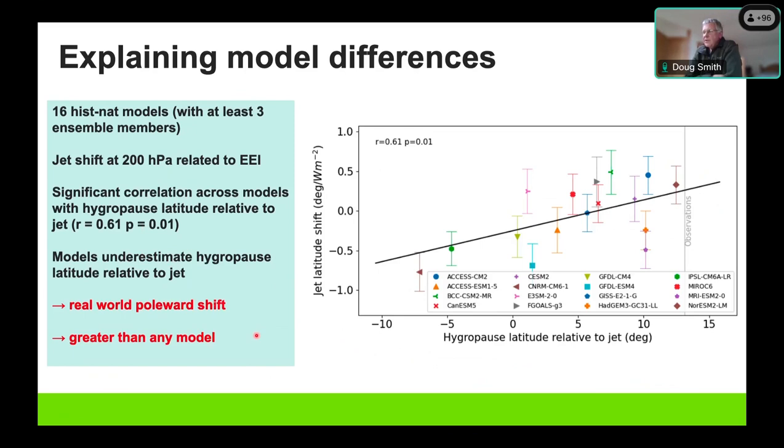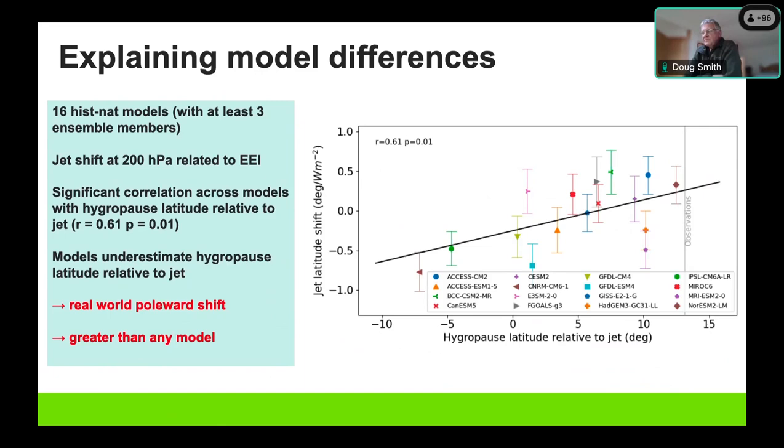And then on the x-axis is this hygropause latitude relative to the jet. And I've plotted on there the observations from the SWOOSH data. And you can see that in the observations, this hygropause latitude is further poleward than all of the models, suggesting that in the real world, there would be a poleward shift of the jet for a positive energy imbalance. And that it could be greater than in any of the model simulations. Next slide, please.